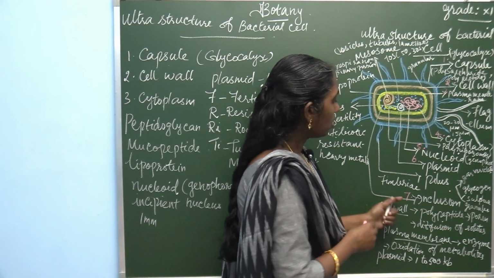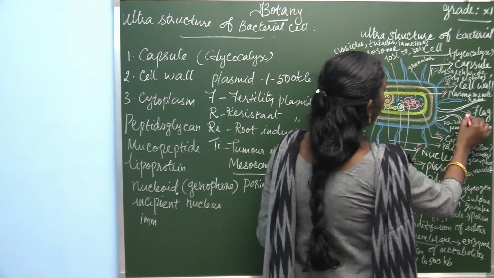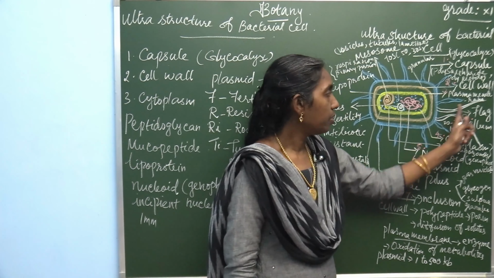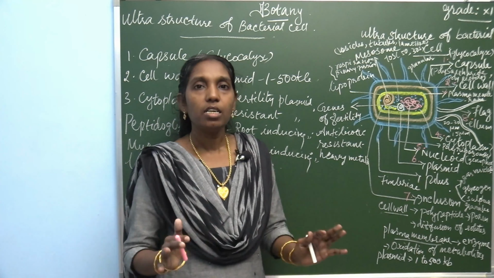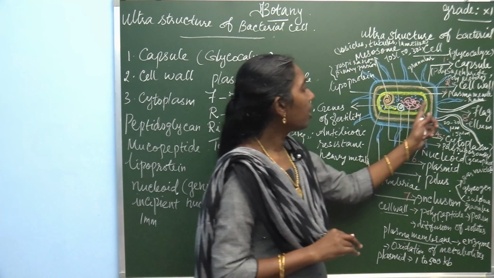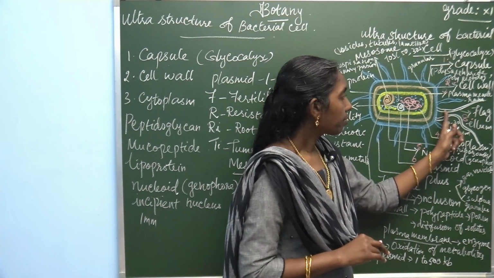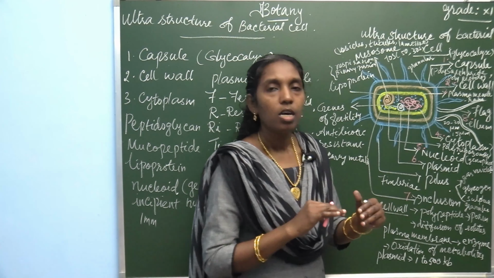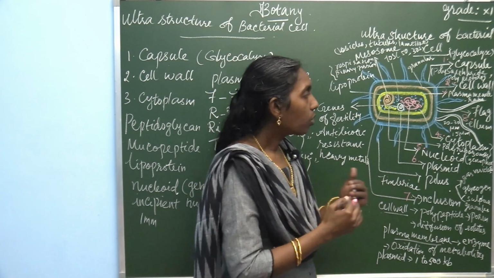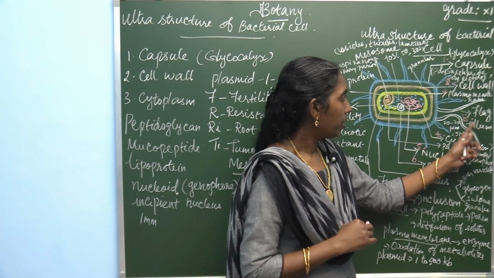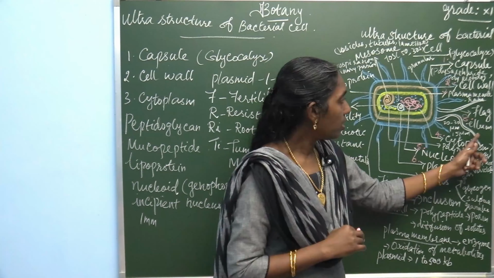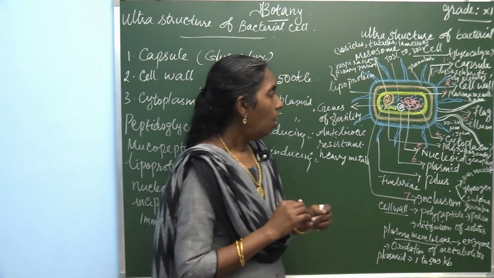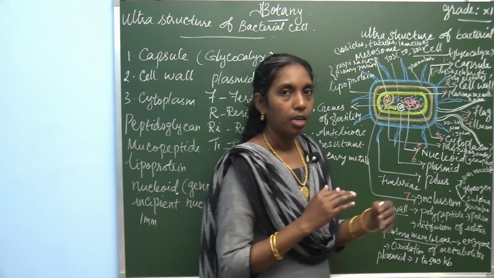flagellum. After that, number 8, the structure which possesses flagellum. Flagella is a small hair-like appendage attached at the cell wall. So this is the locomotory organ of the bacterium. The locomotory organ of bacterium is the flagella, a small hair-like appendage.